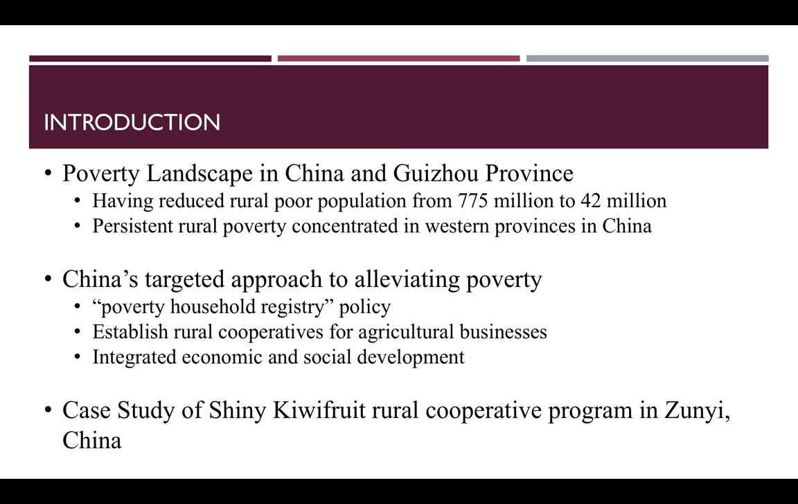The Shiny Kiwi Fruit Rural Cooperative is located at Banqiao Village in the city of Zunyi, in one of the poorest provinces, Guizhou, China. Banqiao Village was identified as a first-tier poor village in Guizhou. However, throughout the recent 3 years of developing the rural cooperative program, this village has risen from a really poor village to today's remarkable example of lifting itself out of poverty. And that's why I want to discover what's the reasons and contributing factors to its success.